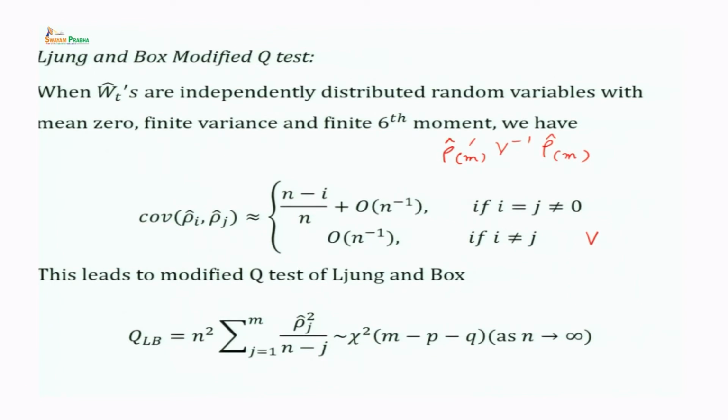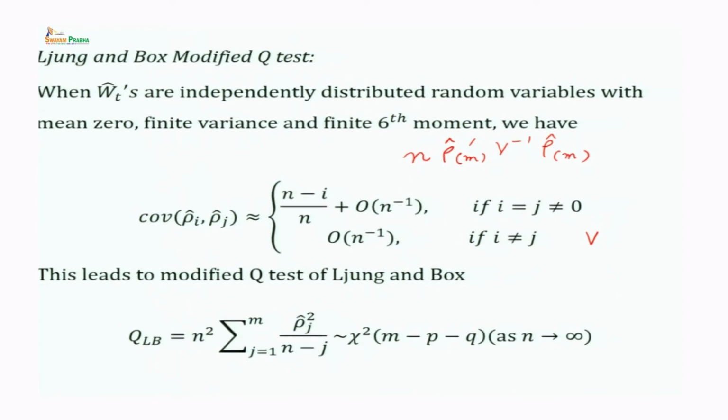One n was already there, you have n also here, and then you get one n from here, you get n square then, and then you are dividing by n minus j here, and this follows a chi-square distribution with m minus p minus q degrees of freedom as n tends to infinity.